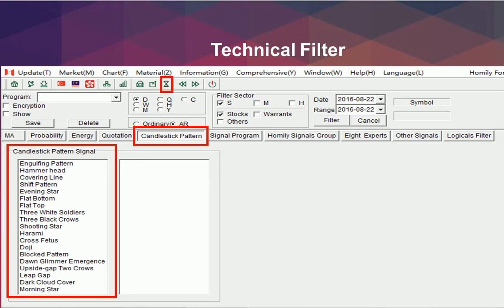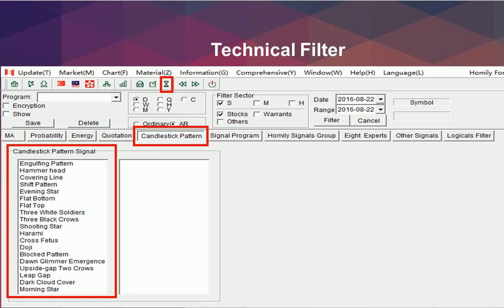Then we can click the technical filter, because this is the filter platform of the software, and we can see this is the technical filter. Then we can click the candlestick pattern. Then we can see here the candlestick pattern signal, okay? Then we can see so many candlestick patterns.